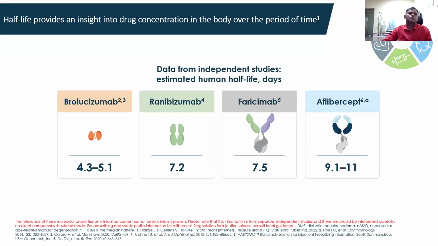Half-life provides an insight into drug concentration in the body over a period of time. So the higher the half-life, the more the drug is available in the body for action. Again, aflibercept has the highest half-life compared to all other anti-VEGFs, 9 to 11 days.